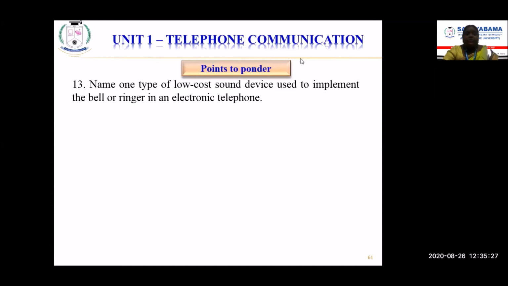Buzzer is the general terminology. I wanted you to be more technical: low-cost sound device, yes, piezoelectric sound element. Now let us see the answer.